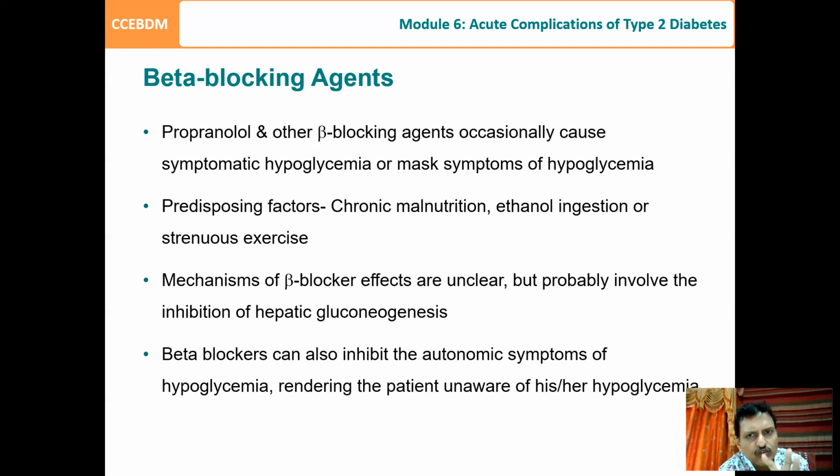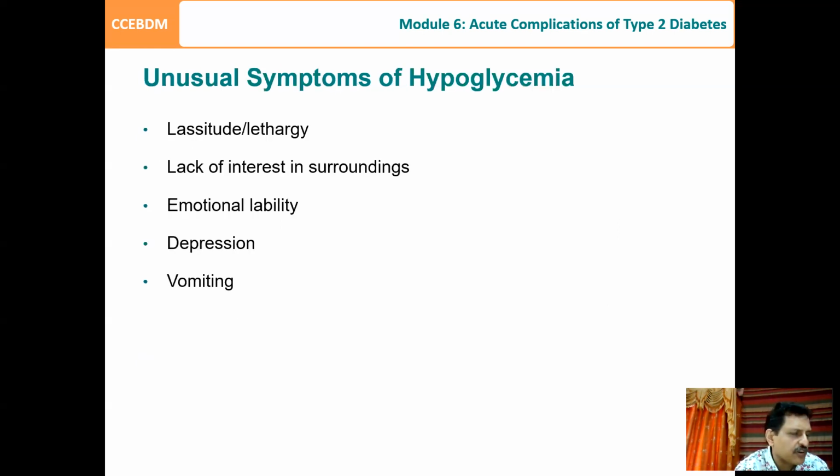More importantly, they mask the symptoms of hypoglycemia. That is why we try to avoid non-selective beta blockers, especially propranolol. The precipitating factors may be chronic malnutrition, ethanol, exercise. The mechanism is not very clear, but this also possibly inhibits the hepatic gluconeogenetic pathway. The most important fact is that the beta blocker inhibits the autonomic symptoms of hypoglycemia. That is, the warning signs are inhibited by the beta blocker.